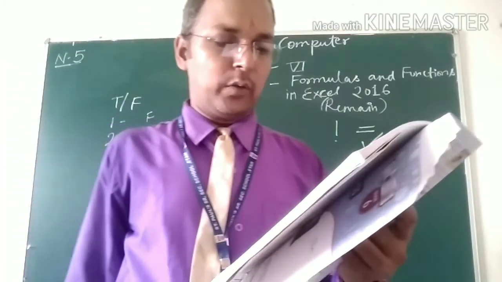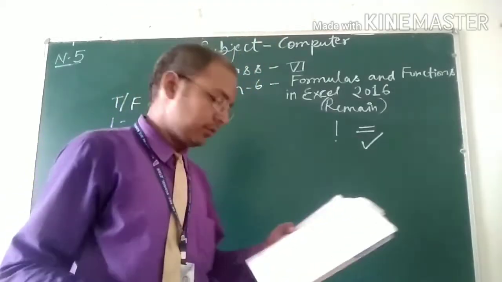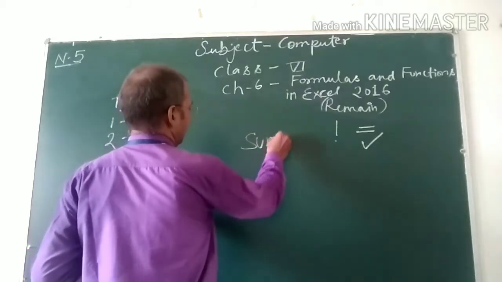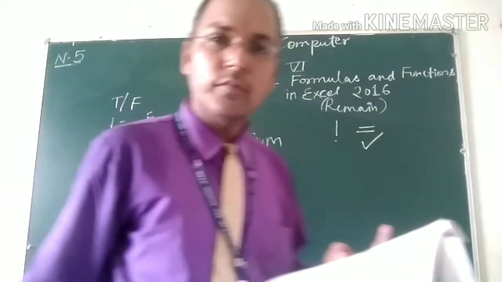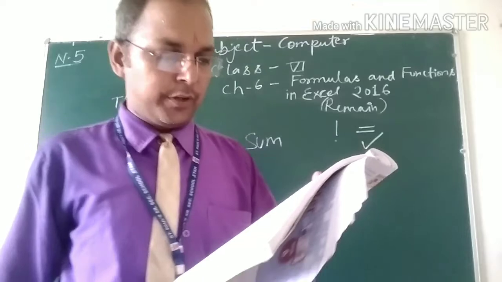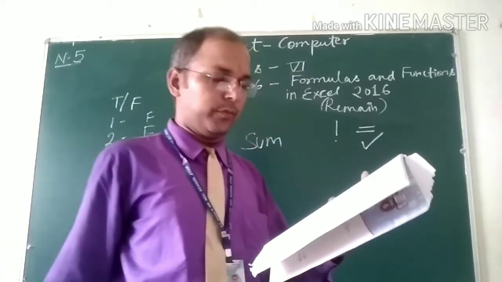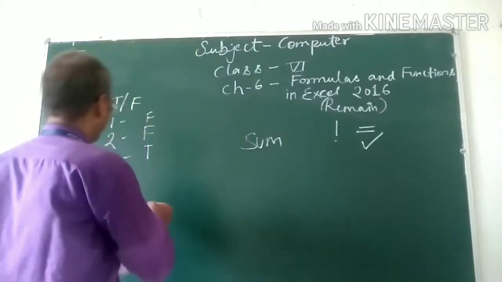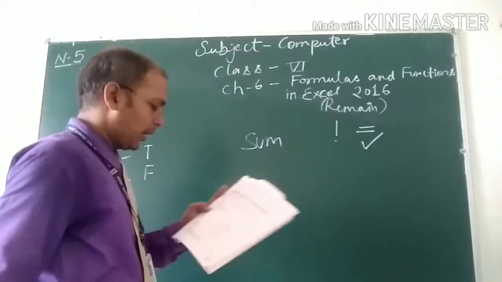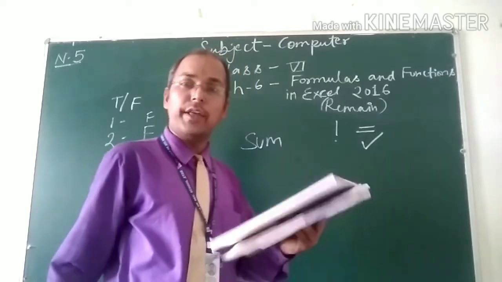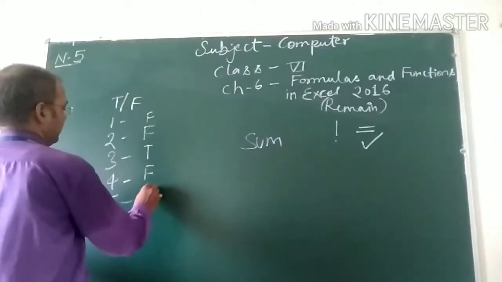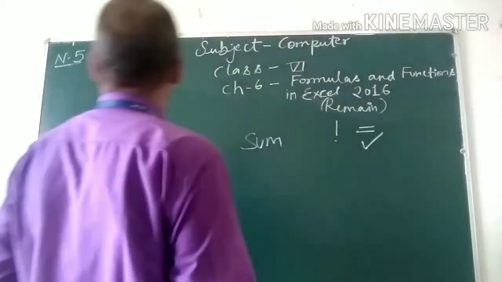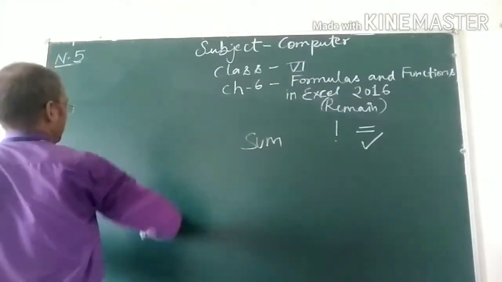Next, the sum function calculates the sum of the values. True. Next, the minimum function returns the largest value from a set of values. No, the minimum function calculates the minimum value, so this is false. Range cannot be used in a formula. Wrong, a range is used in formulas. So number 1 is true and all the others are false.